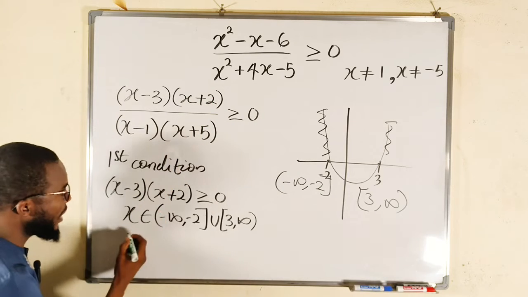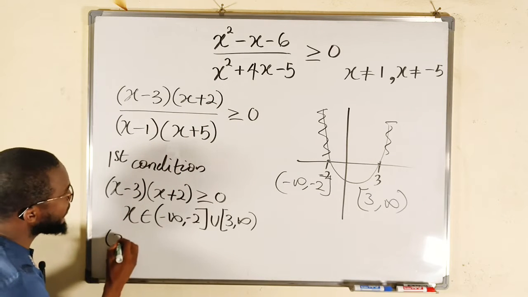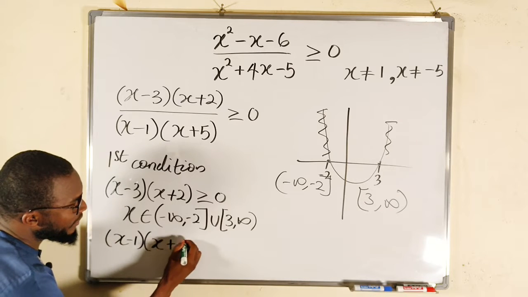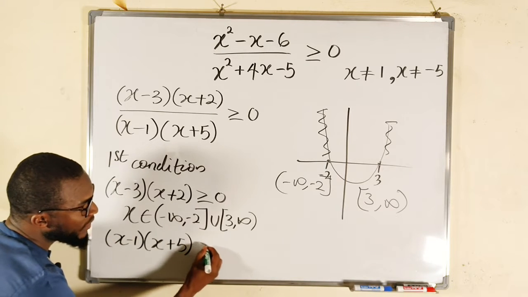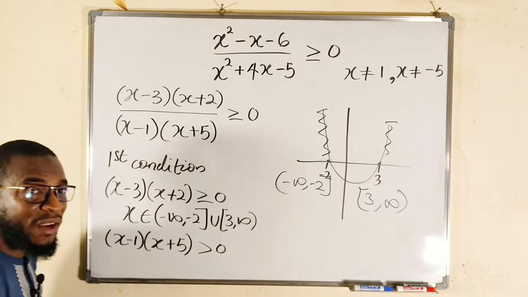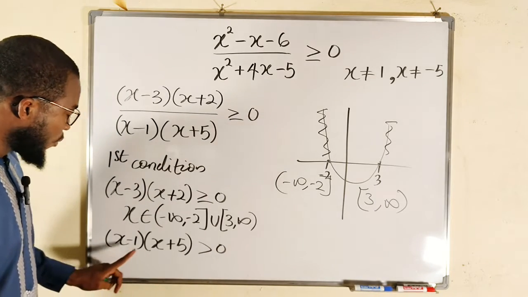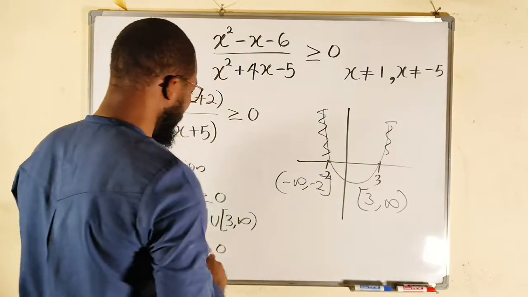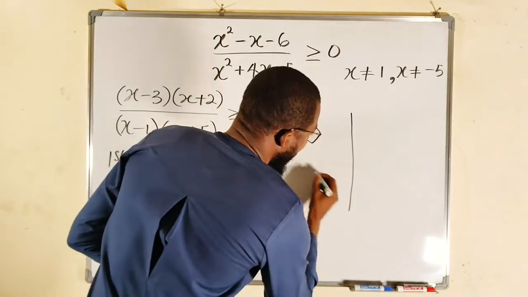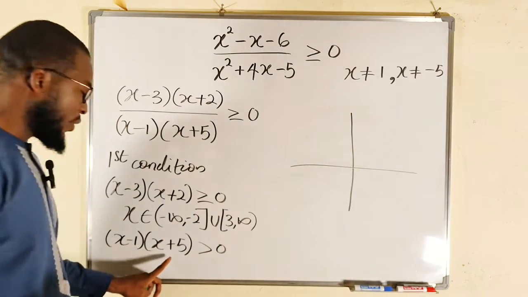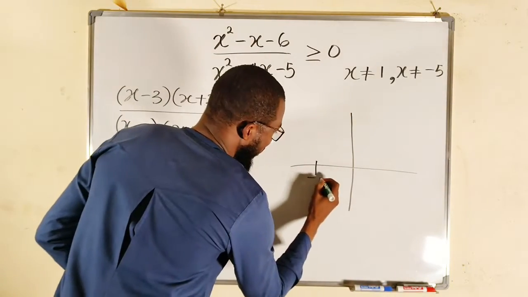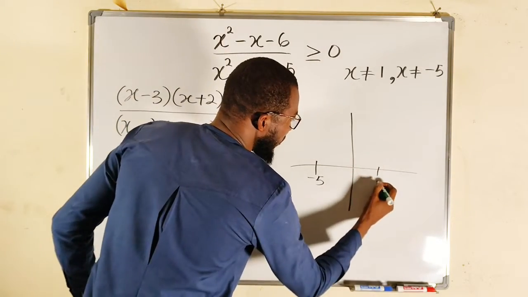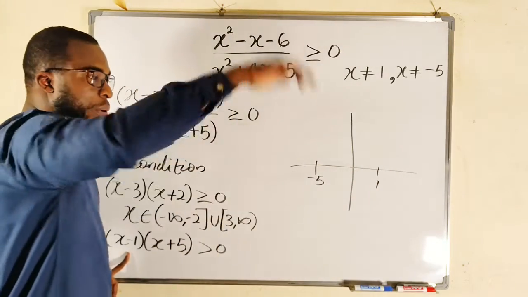Then the second one, we have to take this (x - 1) multiplied by (x + 5). Remember, this can only be greater than 0 because it cannot be equal to 0. So what are the roots? The roots will be 1 and -5. So let me use this one. So if we have y and x-axis like this, we are going to locate -5 to the left, -5, and +1 to the other side. It's still an open up parabola, right?